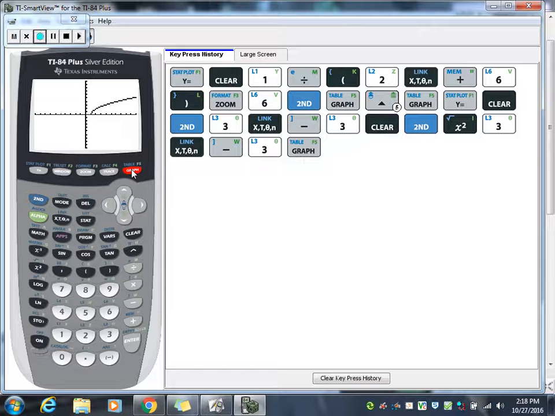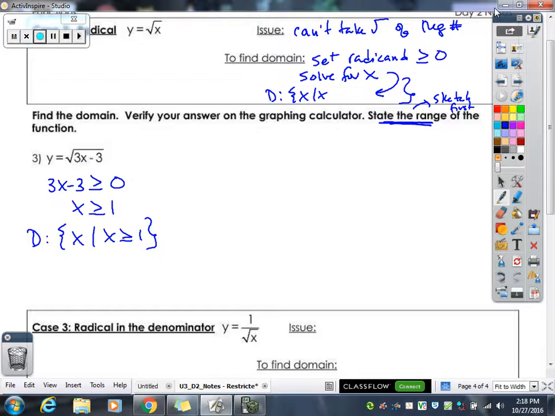And this radical got shifted to the right one. So notice how it does match. So when we do a nice, neat sketch, at 1, it starts and it kind of swishes out like the top half of a parabola, a sideways parabola.